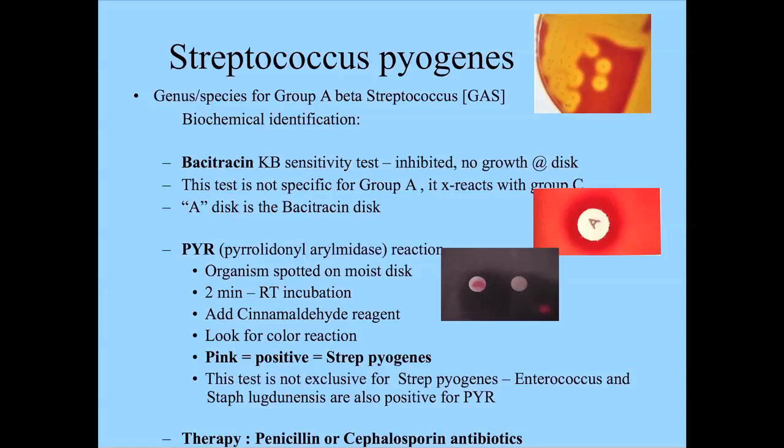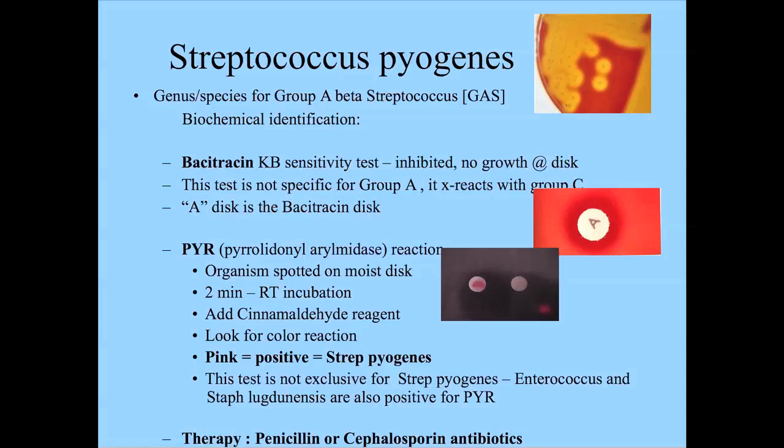In the bacitracin Kirby-Bauer, you basically just do a sensitivity test using the bacitracin disc, as you see in the picture on the right-hand side. The bacitracin disc usually has the letter A on the disc, and you can see that there's a zone of inhibition around this disc. This would be considered a beta hemolytic strep group A and sensitive to bacitracin. However, we do have to be careful because the bacitracin disc is not just inhibitory for group A, it can also be inhibitory for group C.